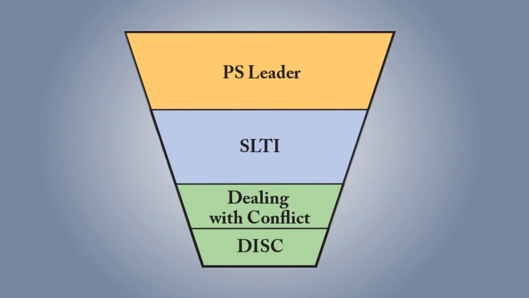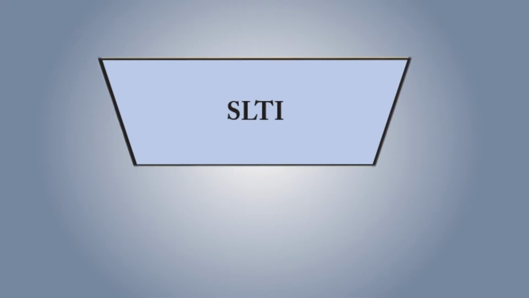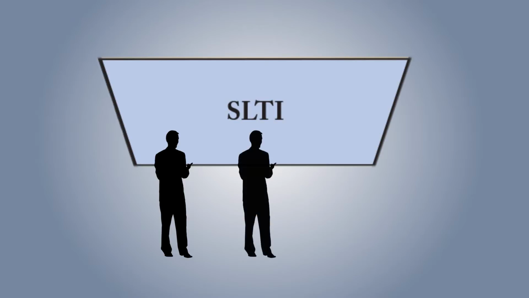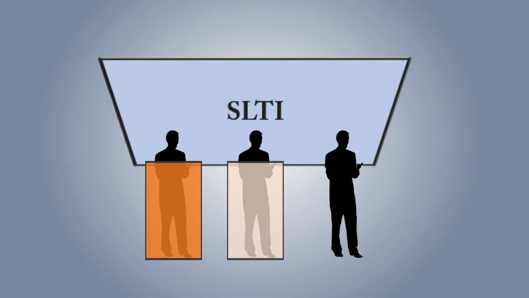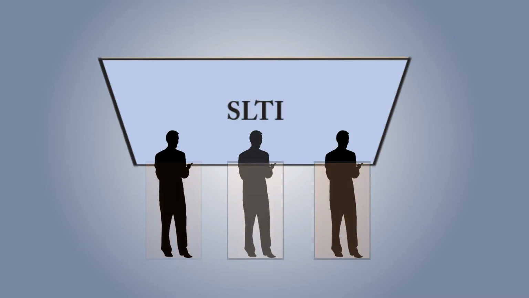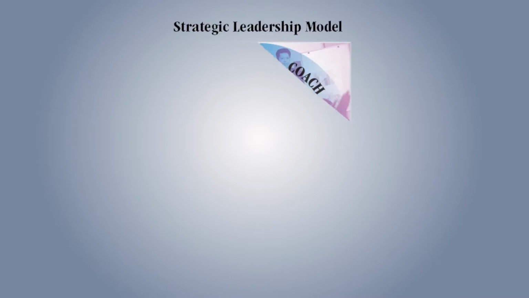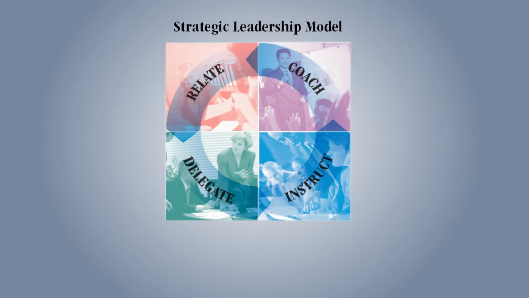Now let's talk about the Strategic Leadership Type Indicator, or SLTI for short. As new supervisors, managers, or even project managers enter their 3rd year, they've had enough experience managing others to know that everyone they work with is a little different. They might sense some of the DISC and Dealing with Conflict styles in others that they now recognize in themselves. The SLTI tells supervisors how they tend to work with their direct reports, one-on-one.